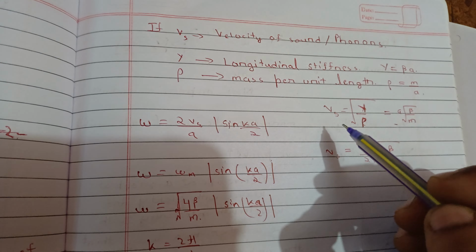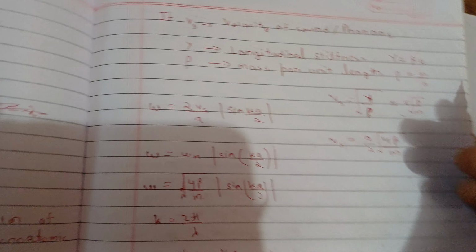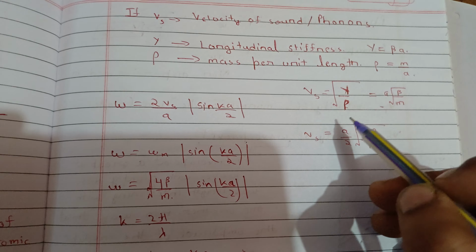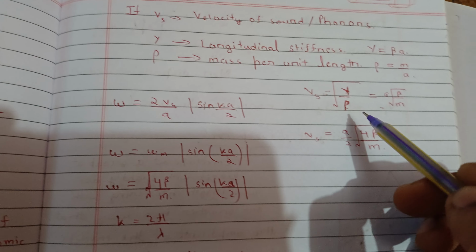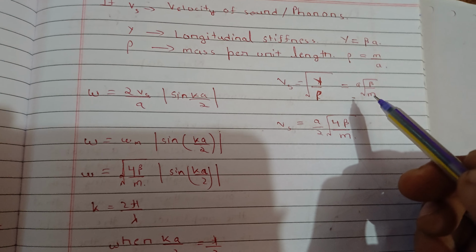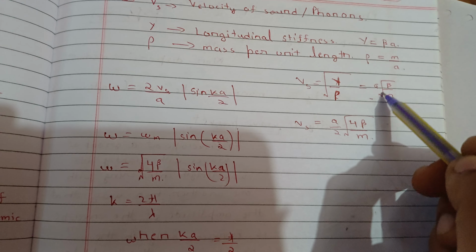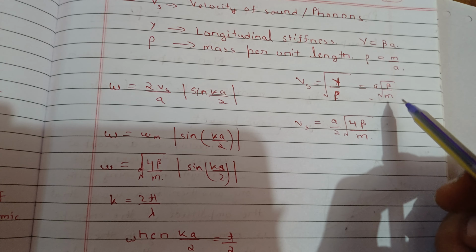We studied this equation in the 11th class. We know how to find the speed of sound, where it was Young's modulus and the density. But here in 1D, we have this longitudinal stiffness and the mass per unit length. So Y equal to beta a and rho equal to m by a. So Vs will be a root of beta by m.